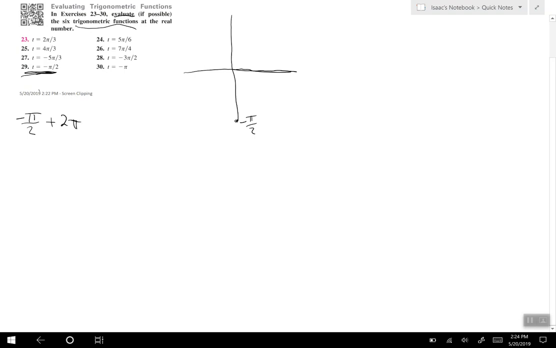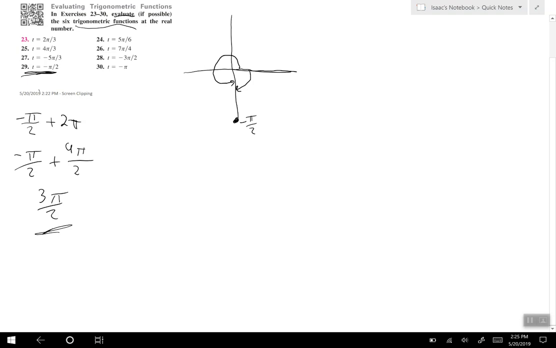Another way you could go about finding that is you could find an angle coterminal to it. So if you add 2 pi and get a common denominator, you can figure out that negative pi over 2 is coterminal to 3 pi over 2. So if you really have the unit circle memorized, you know exactly where 3 pi over 2 is, and it's in the same location. Now, negative pi over 2 is this angle, and 3 pi over 2 is that angle.